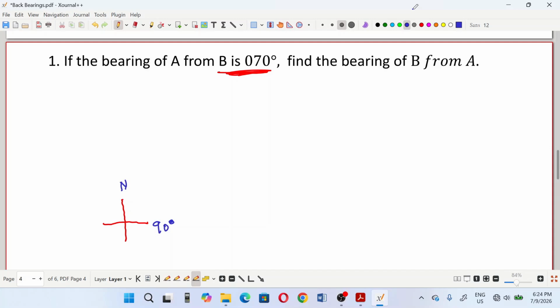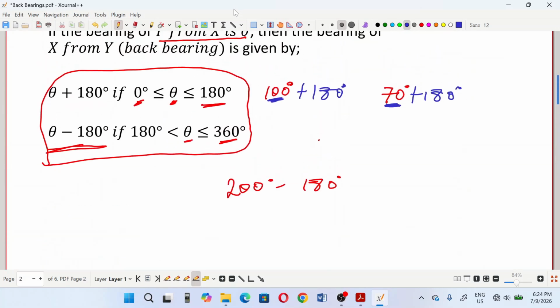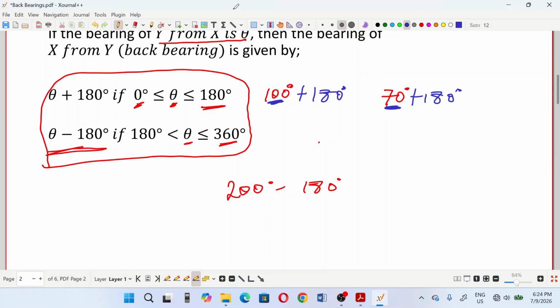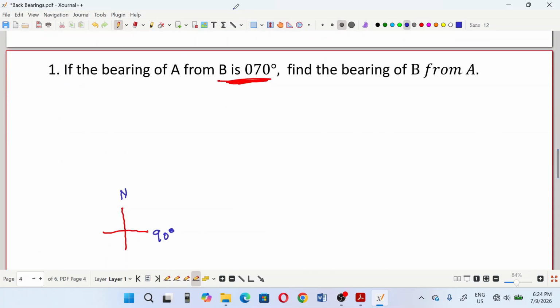So even before going to draw this, let's use the first rule here. We say if the bearing that has been given is less than 180. Now the bearing in the question is 70, right? So we're going to say that the bearing of B from A is going to be equal to what? Since the bearing that has been given is less than 180, we're just going to say 70 degrees plus 180 degrees. And that's going to give us what?